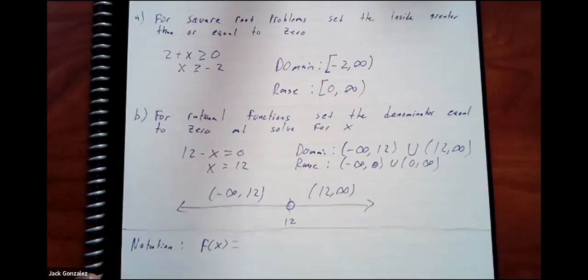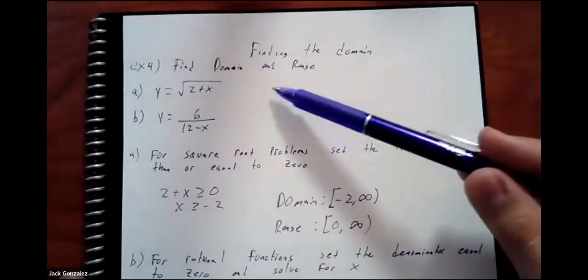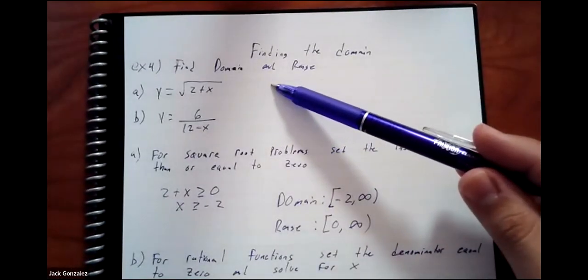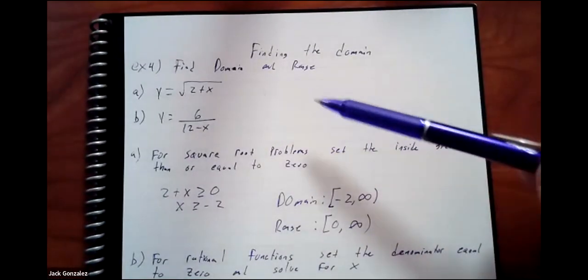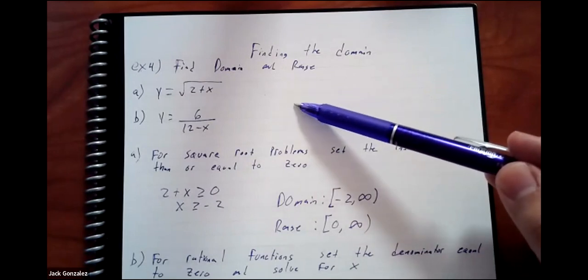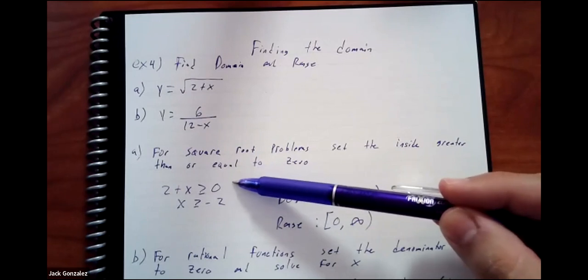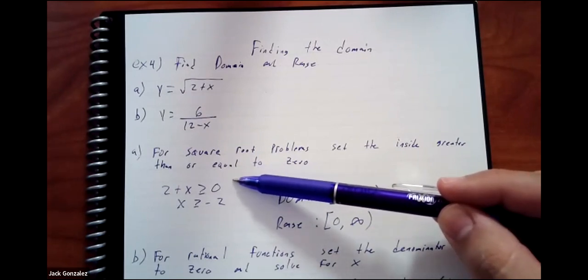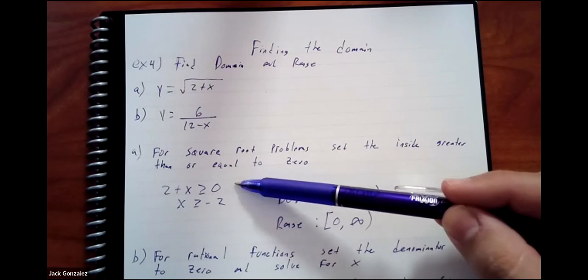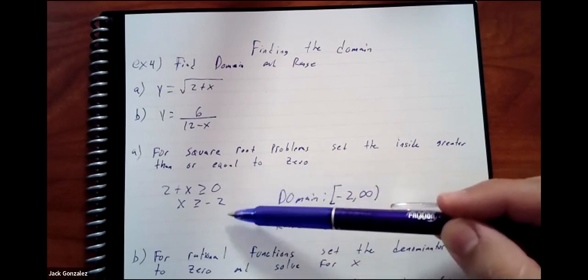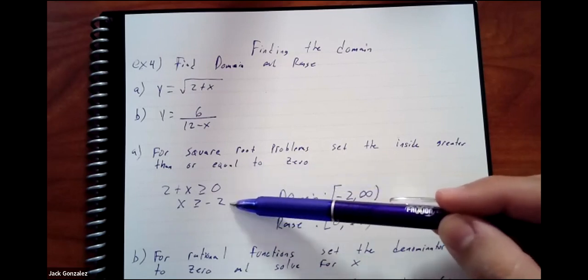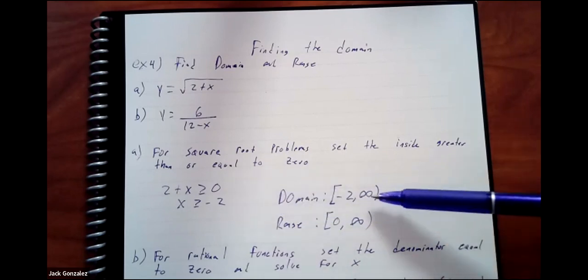So here's a function. It's a square root type. So anytime it's square root, you can't have a negative inside, right? So you take the inside and set it equal to or greater than 0. Solve for x. So this will be your domain. All x is above -2. So that's why I got this.